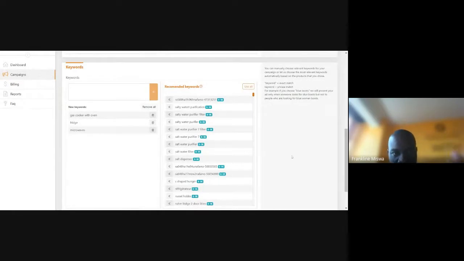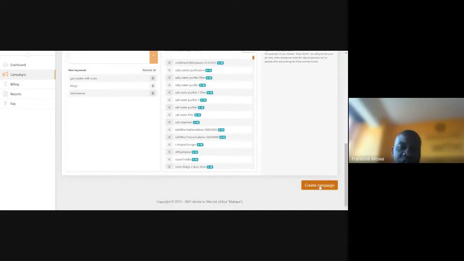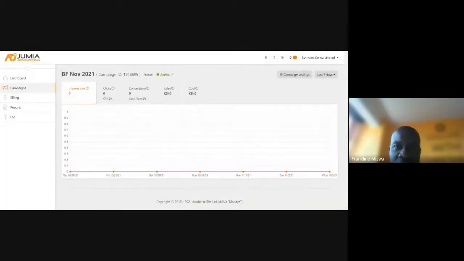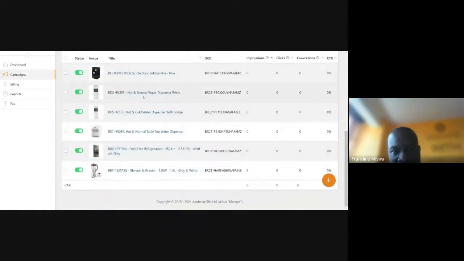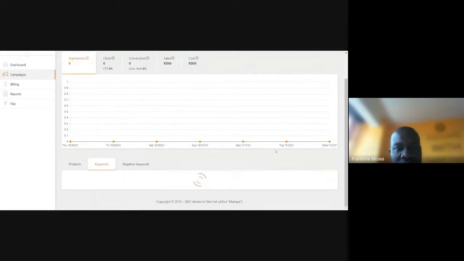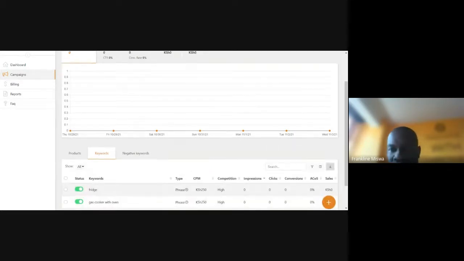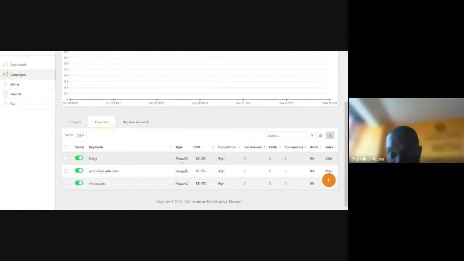So in a nutshell, gas cooker with ovens, fridges, microwave. And you simply click on create campaign after that. It will show you it's live. This is what you'll be able to see. These are the products that I selected. And if you go to keywords, it'll be able to show you a number of things: the type of phrase, competition, what you need to stand out from the competition, and what is your cost per 1,000 impressions? How much do they charge you for 1,000 eyeballs?